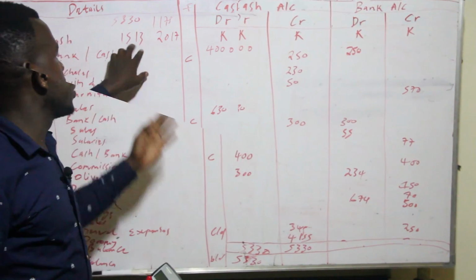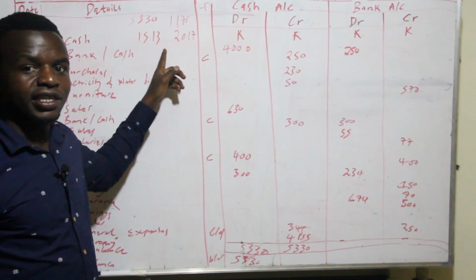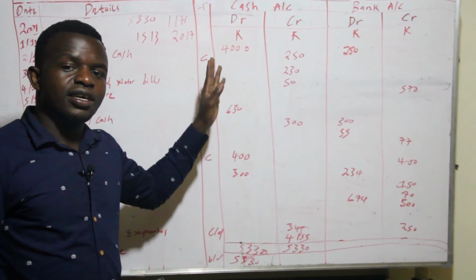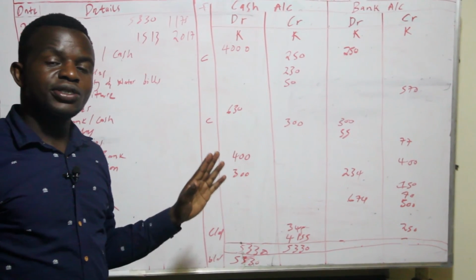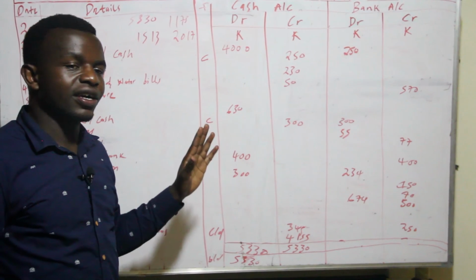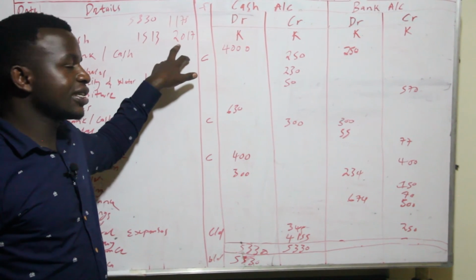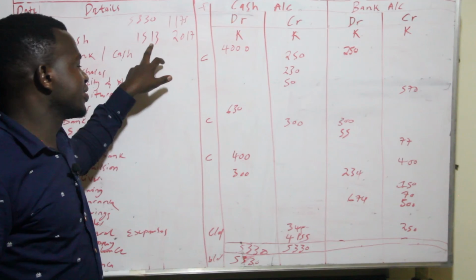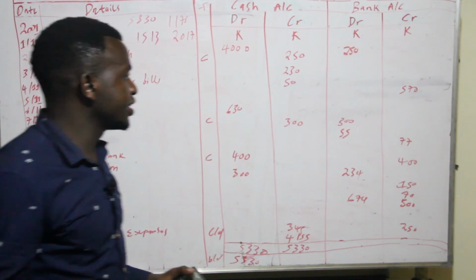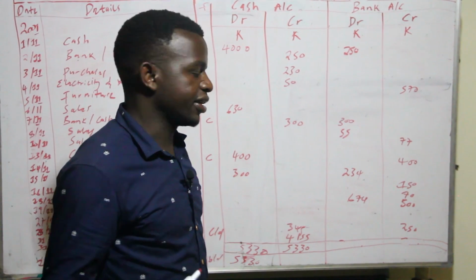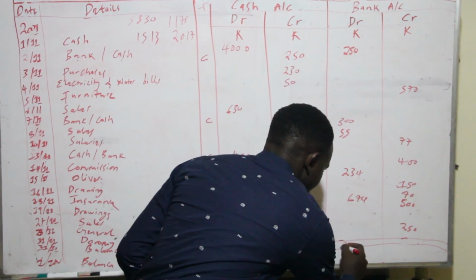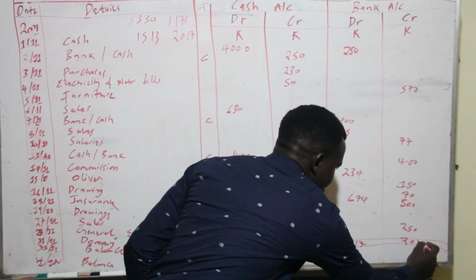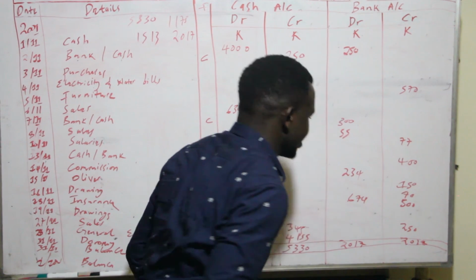The totals on the debit side is 1,513. Then on the credit side is 2,017. So the next thing that you're going to do is to record a larger figure. So as you can see, 2,017 is a larger figure than 1,513. So we're going to record that amount on both the debit side and credit side. So we'll say 2,017 on the debit side and 2,017 on the credit side.